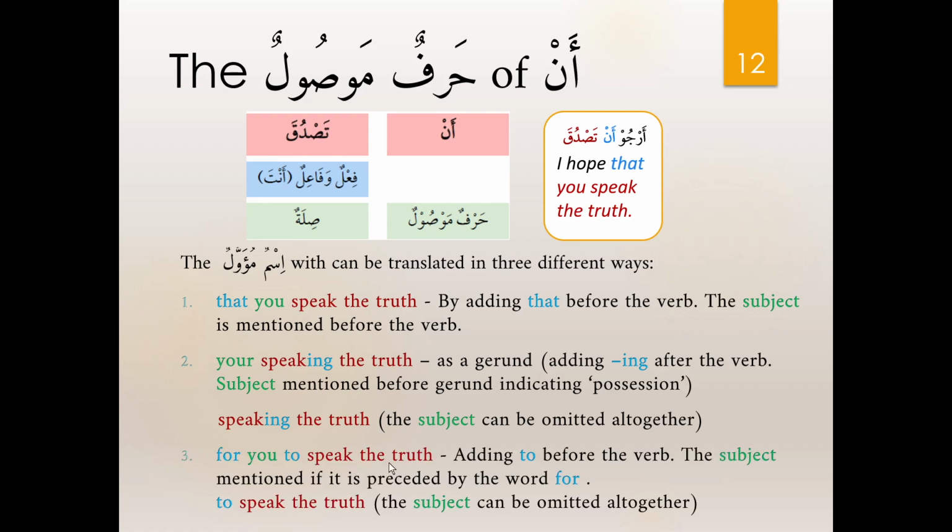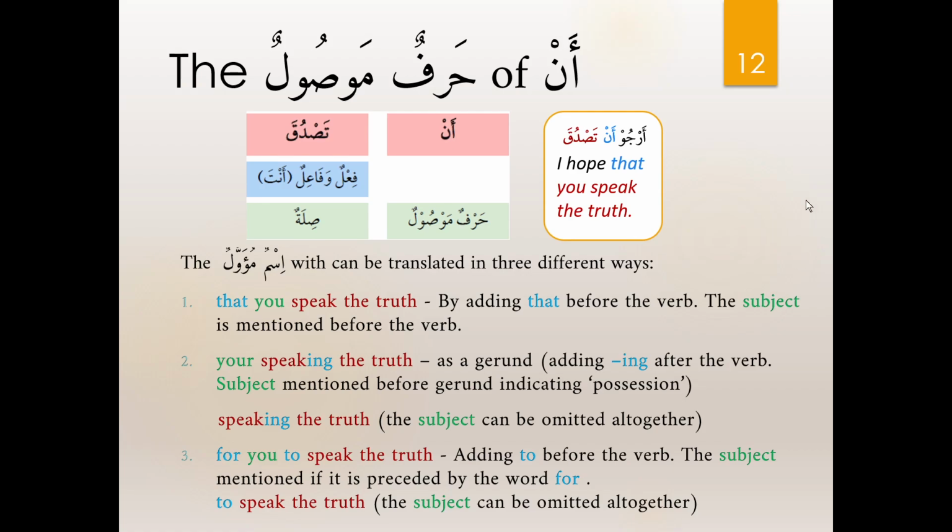For you to speak the truth: adding "to" before the verb, the subject mentioned if it is preceded by the word "for". So you can also translate it like this: I hope for you to speak the truth, in court, for example. Or you can say to speak the truth, and you don't have the "for you" here. That's another way of translating it. Any questions?